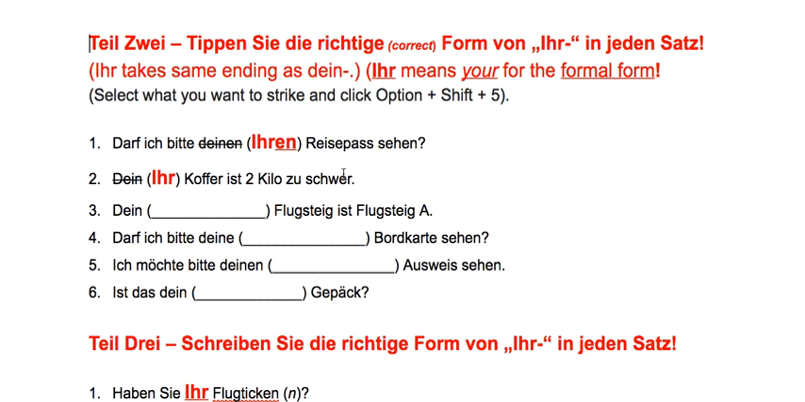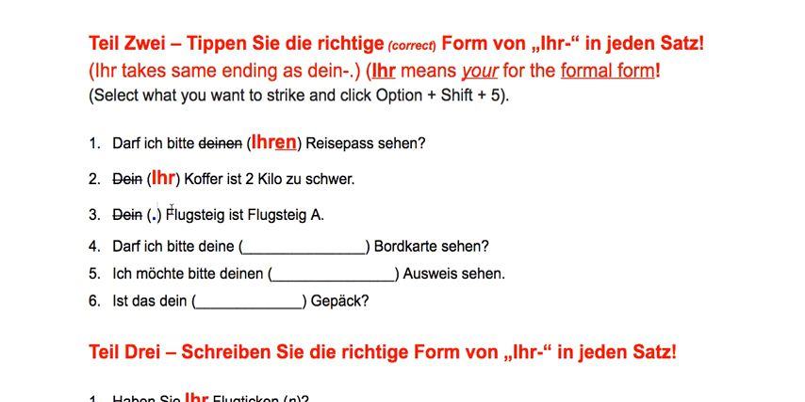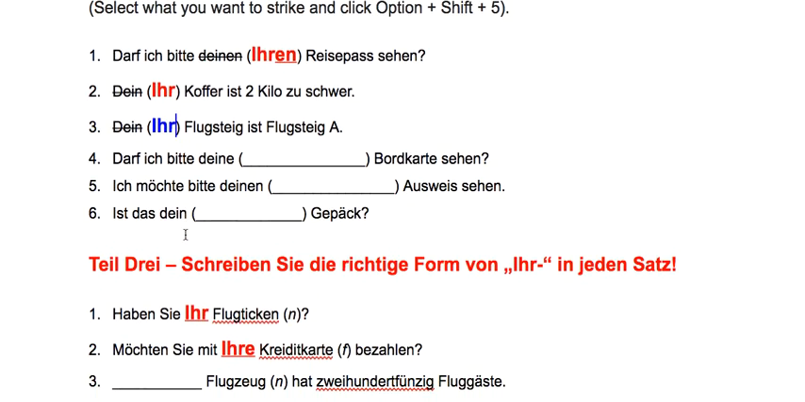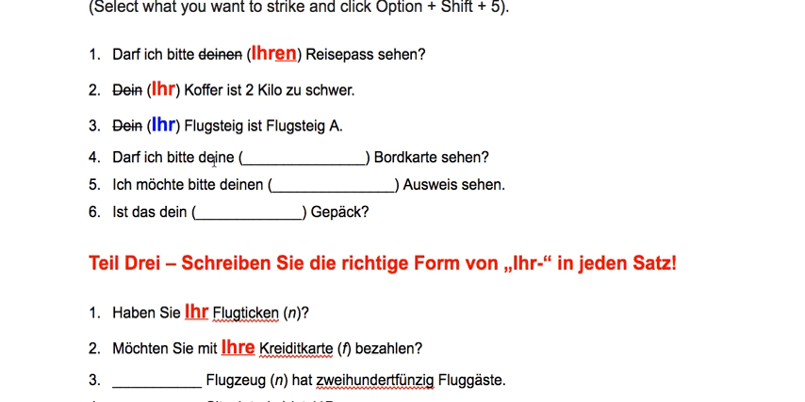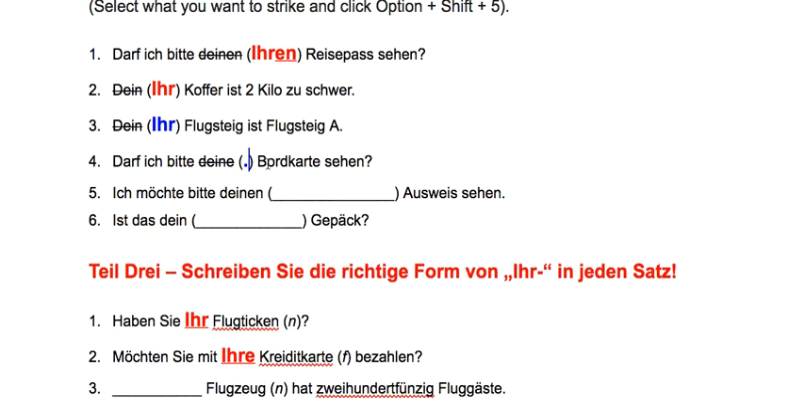Dein Flugsteig ist Flugsteig A. Here we are going to cross off dein and you are going to change it to ihr. Ihr Flugsteig ist Flugsteig A. Again, because that is formal, your. Darf ich bitte deine Bordkarte sehen? No, we are not going to say this. We are going to say, darf ich bitte Ihre Bordkarte sehen? Again, the reason that it ends with an E here is because it is die Bordkarte. Darf ich bitte Ihre Bordkarte sehen?